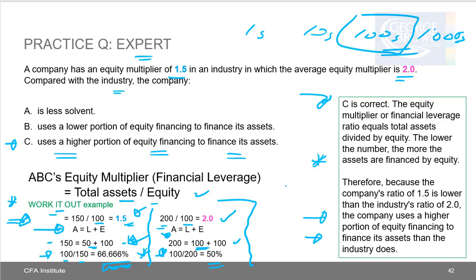So again, that's a nice to know, not a need to know, but I've worked it out as a little example, just using hundreds, 100 for my equity base, and it kind of proves to me that yes, an equity multiplier of 1.5 does mean that 66.6% in using my numerical example of the assets are financed by equity, which is a higher proportion than 50%.